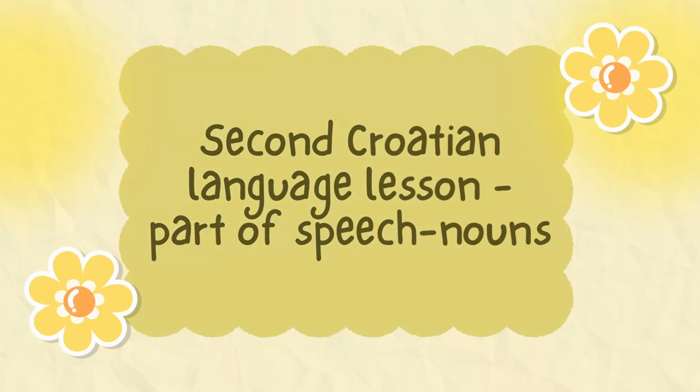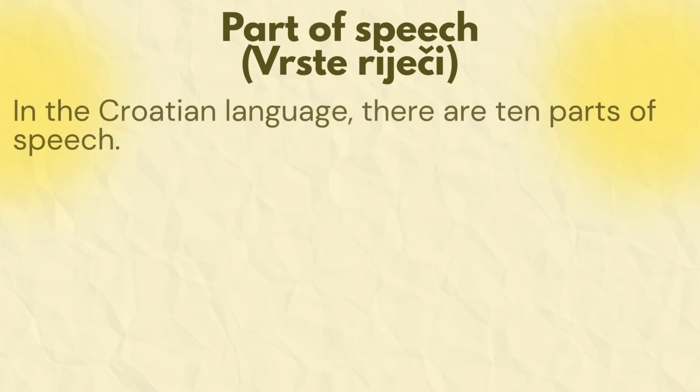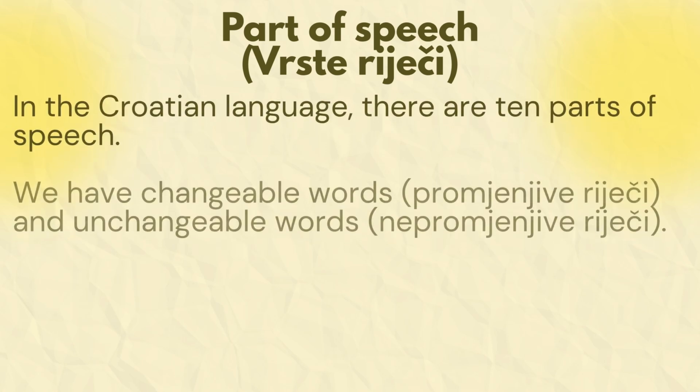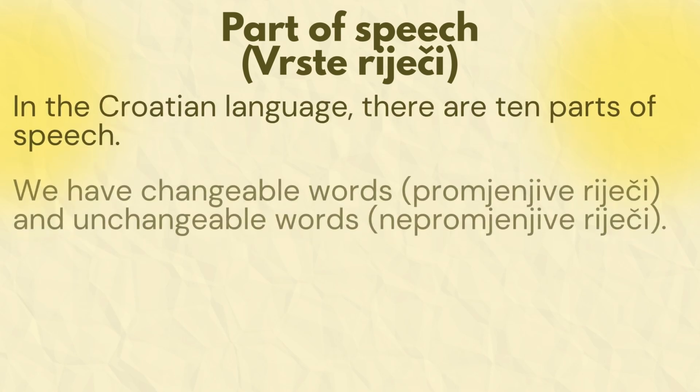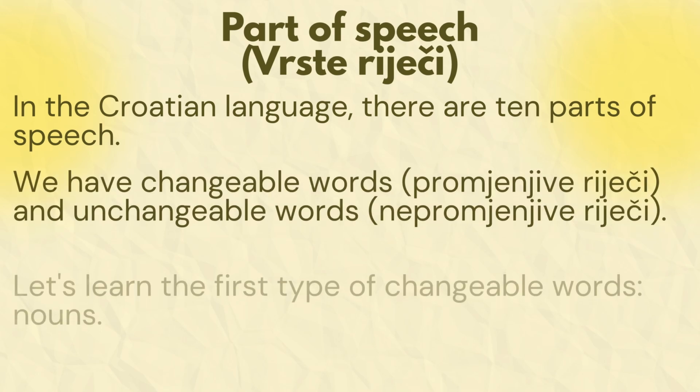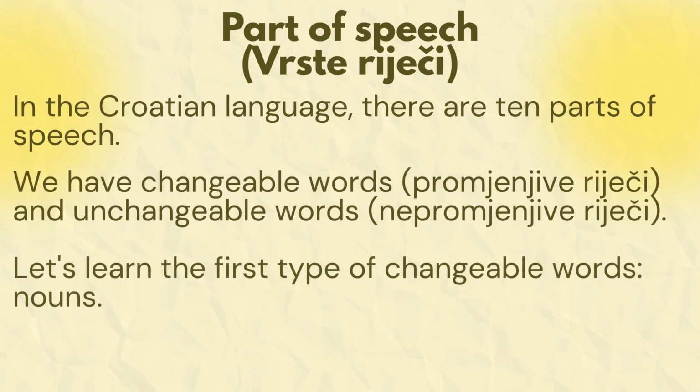Today it is time for a second Croatian language lesson and we will learn part of speech nouns. Part of speech or vrste riječi in Croatian. In the Croatian language there are 10 parts of speech. We have changeable words, promjenjive riječi, and unchangeable words, nepromjenjive riječi. Let's learn the first type of changeable words, nouns.